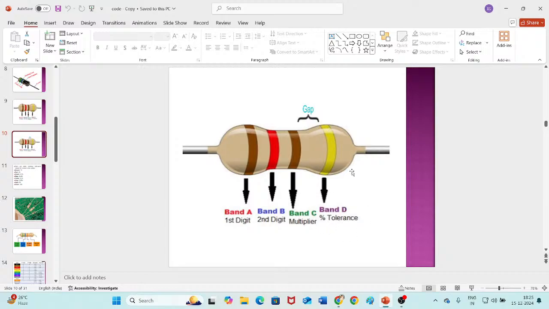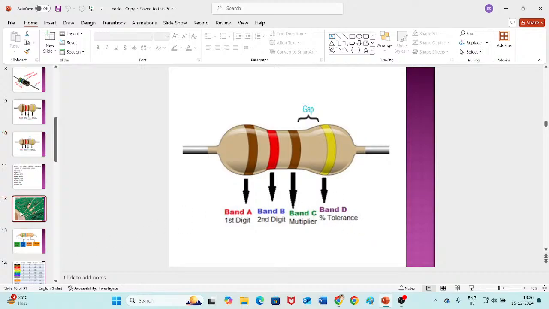Actually, a three band color coded resistor is also available, but if you have a three band color coded resistor, it will not have any tolerance band. Only the four, five and six band color coded resistors will have a tolerance band. So here there is sufficient gap between these three bands when compared to the fourth band. So this fourth band is our tolerance band.